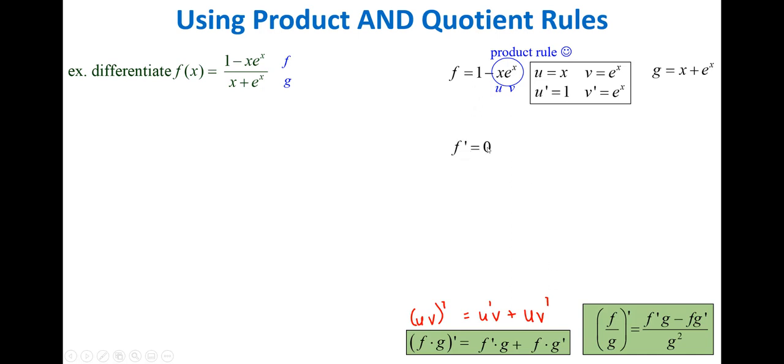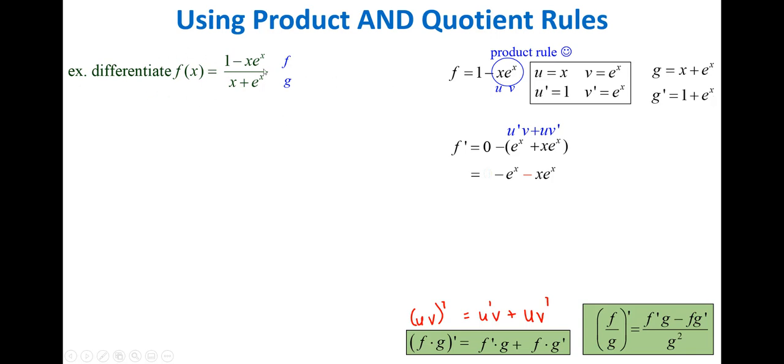Therefore, f prime will be 0 for the 1, and then minus the product rule, u prime v, 1 times e to the x, plus uv prime would be x e to the x. And I'll simplify that to negative e to the x minus x e to the x. G prime is a pretty straightforward derivative. It'll be 1 plus e to the x.